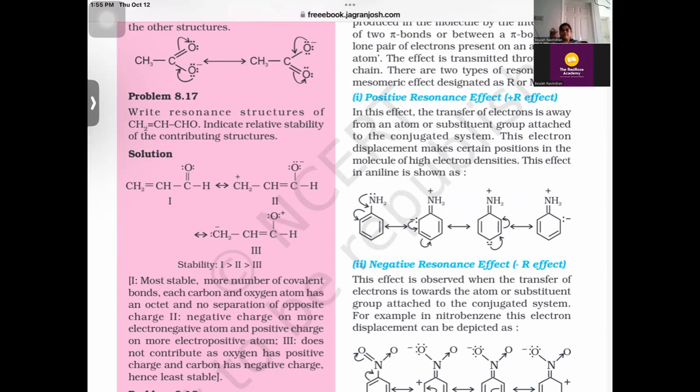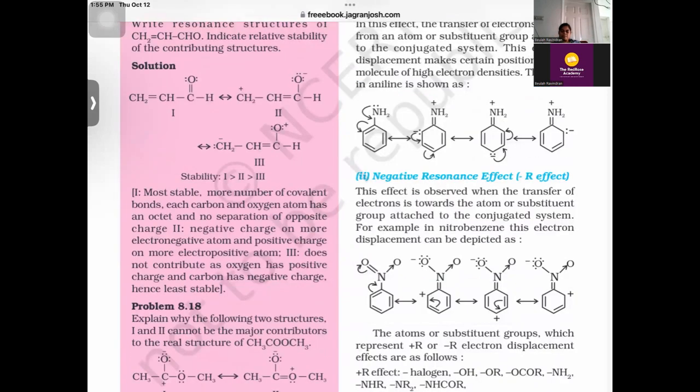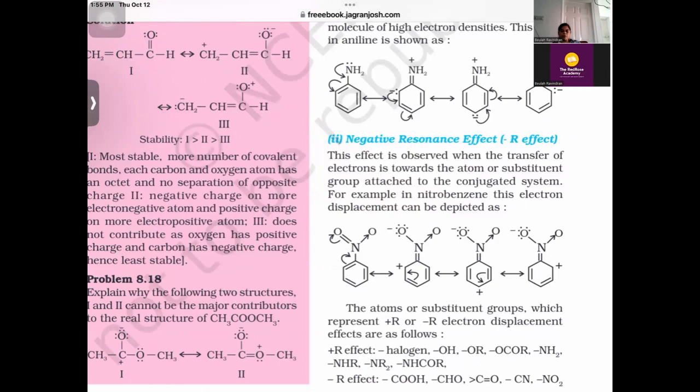So that is the plus R effect. Got it? If the electrons are moving towards the substituent group or towards the atom, then that is the minus R effect. Got it? So these two are clearly explained. See the arrow marks. I've already explained all these things to you, right? The fish hook arrow marks, the long arrow marks, everything. How the bond is shifted over here.